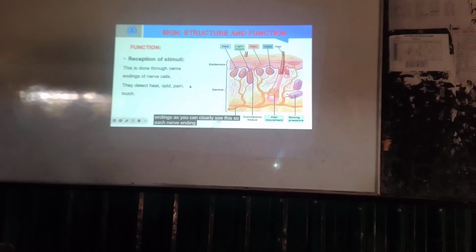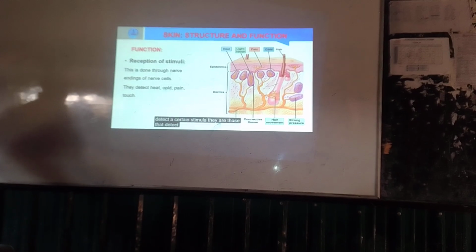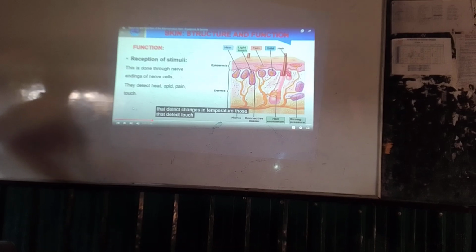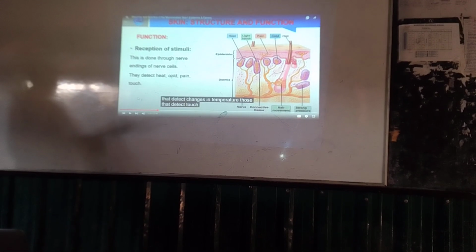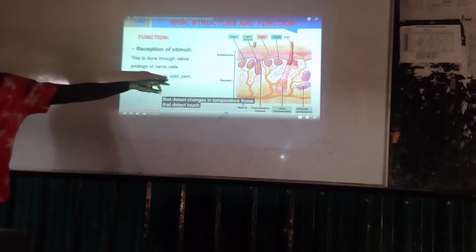So each nerve ending is specialized to detect a certain stimulus. There are those that detect changes in temperature, those that detect touch. So we have the nerves. The nerve endings, there are some which detect heat, pain, and also cold.